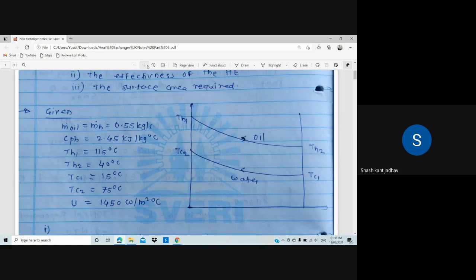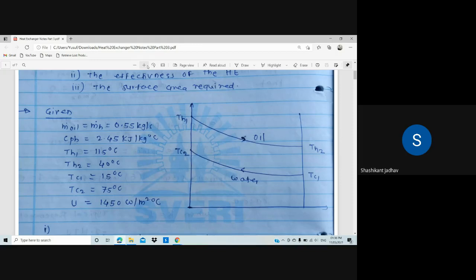Then second, the effectiveness of the heat exchanger, means we have to calculate the effectiveness. This is the counter flow heat exchanger, so epsilon is equal to question mark. Then the surface area required, that is A is equal to question mark.